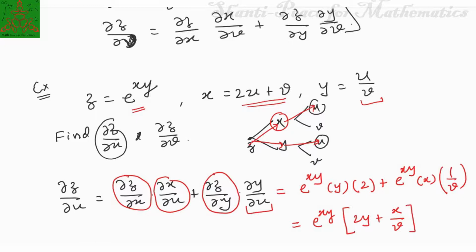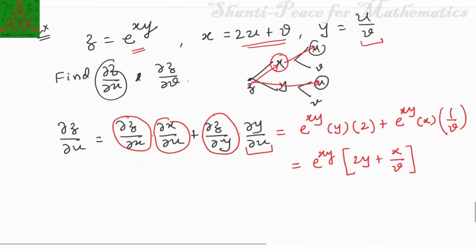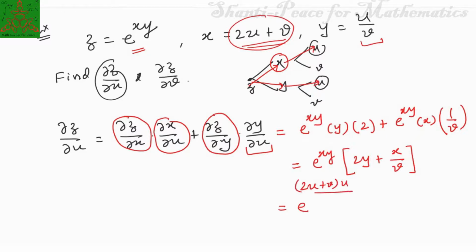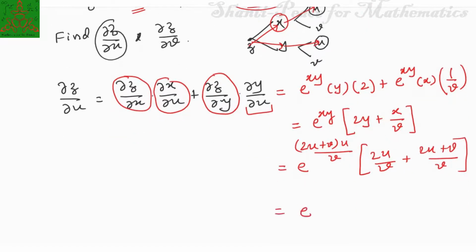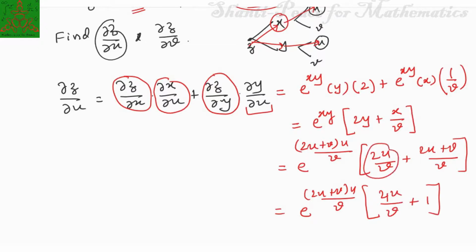You may convert this whole quantity in terms of u, v. Then you will have e power xy, where the value of x is 2u plus v and y is u by v. This gives e power 2u plus v into u upon v, times 2u upon v plus 1, and the 2u upon v plus 2u upon v will become 4u upon v.